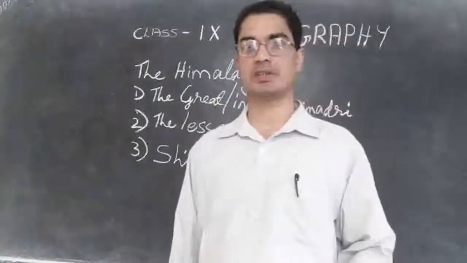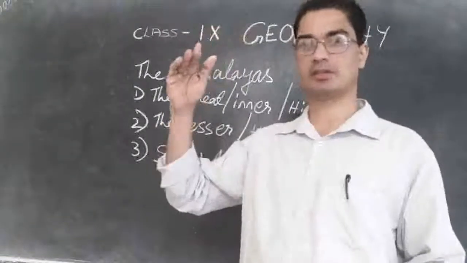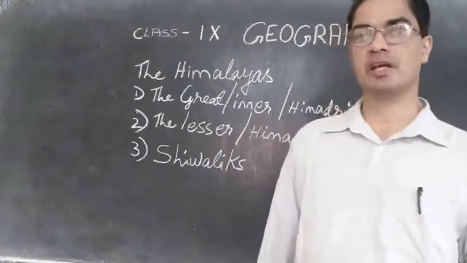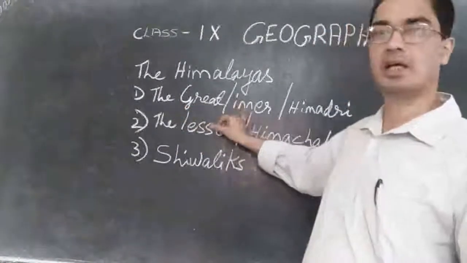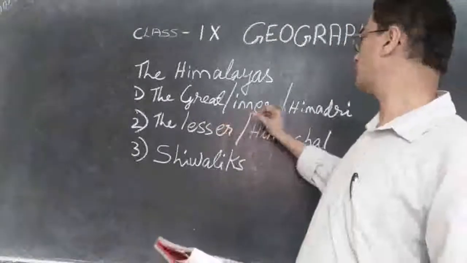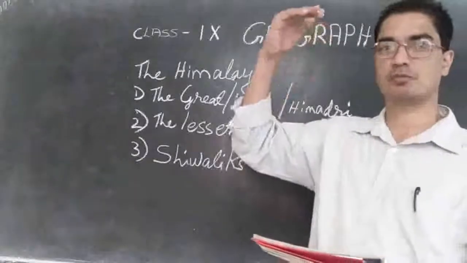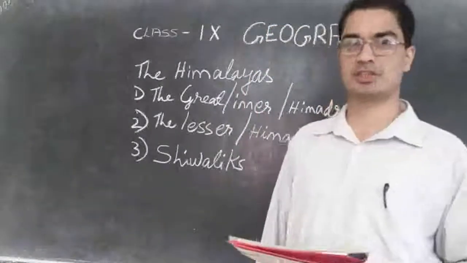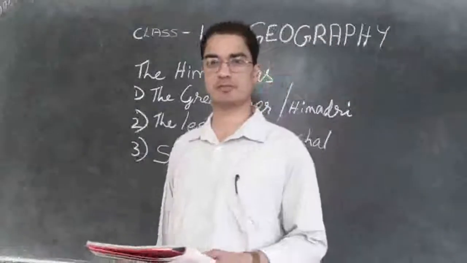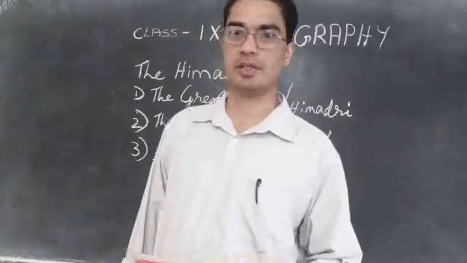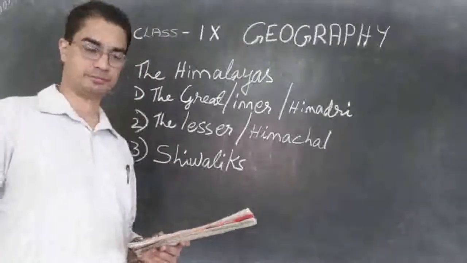And in the last class we studied about the first range or the uppermost range, that is the tallest, and it has got three names. We said the Great Himalayas or the Inner Himalayas or Himadri. So it has got three names. The first or the topmost range, the northernmost range, has three names: the Great Himalayas, the Himadri, or the Inner Himalaya.